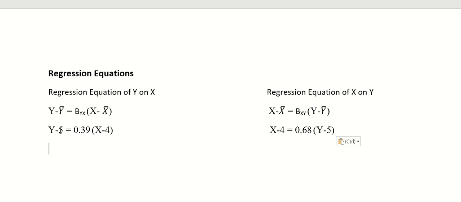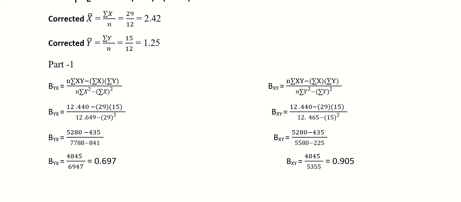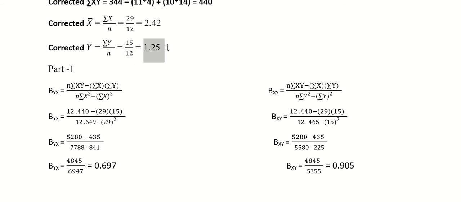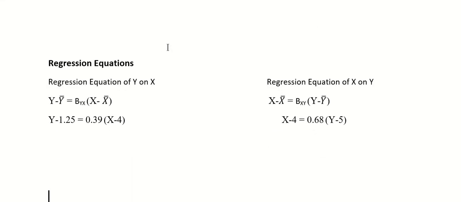Now for y on x, y minus mean of y. So what is mean of y? We have calculated 1.25. I'll just cross check again. So mean of y is 1.25, right? This value I am applying, minus beta y on x is 0.697. Then x minus mean of x is 2.42, sorry, not 24, 42, right?